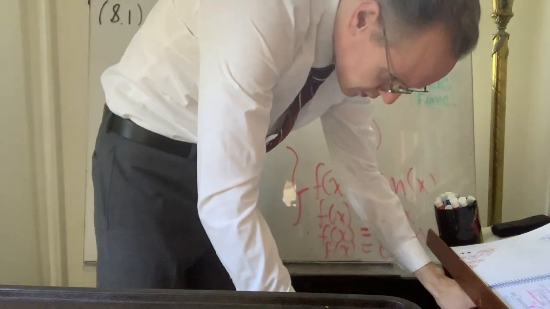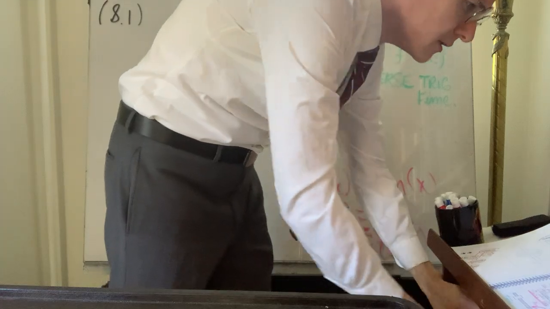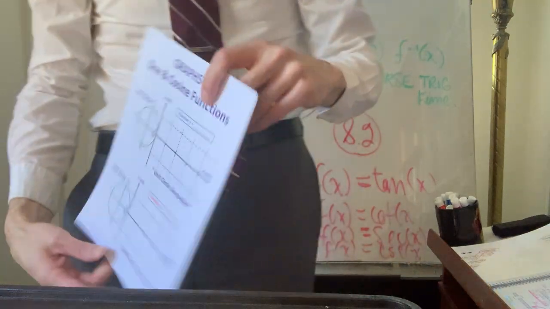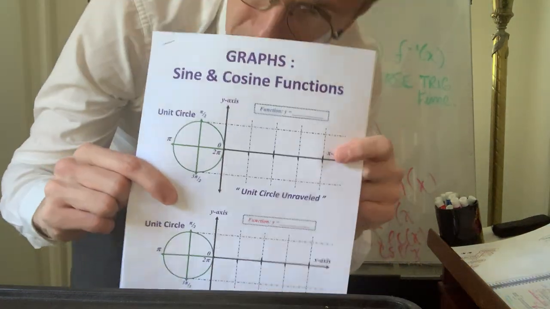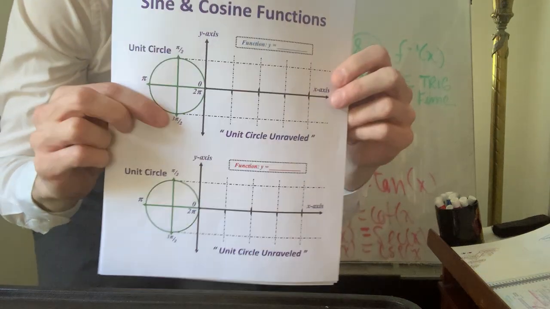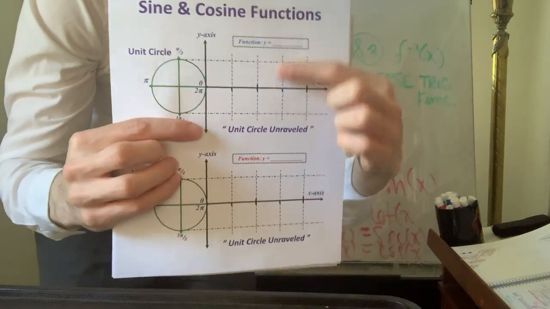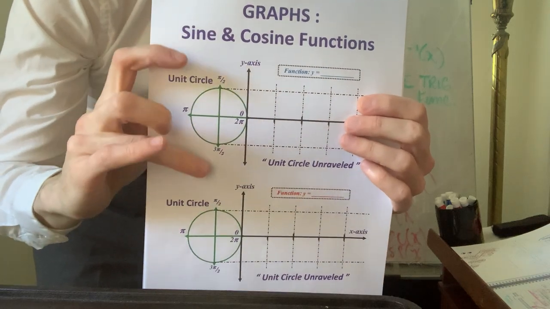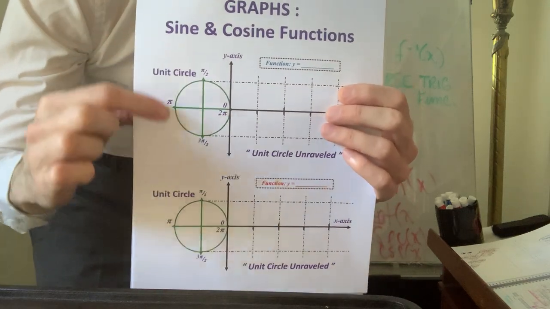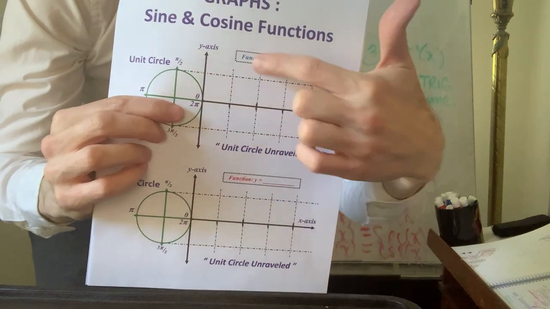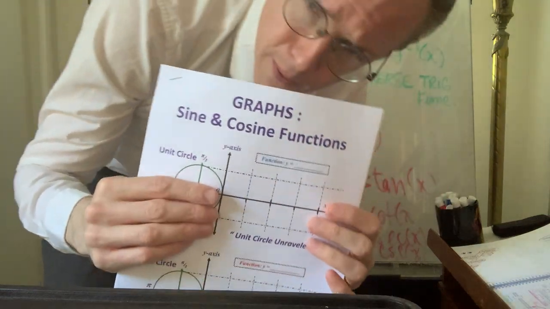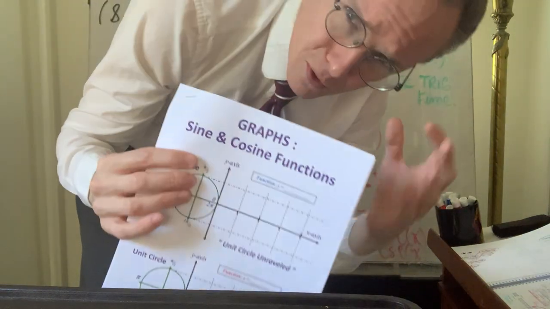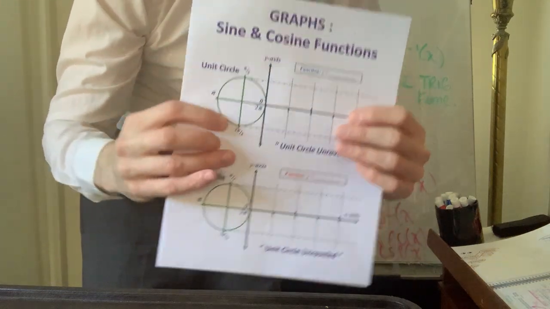Let me put this aside. The packet that I have for you consists of these pages. This is basically a worksheet. I'm going to draw something, and if you're following along, please duplicate what I draw, because I want to illustrate the relationship between circular motion and basically waves. This is to help you have a reference built up.